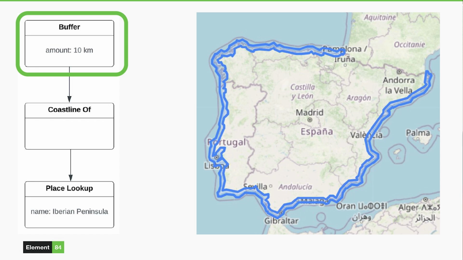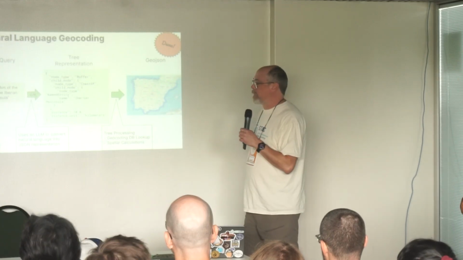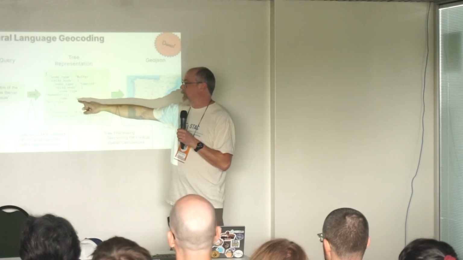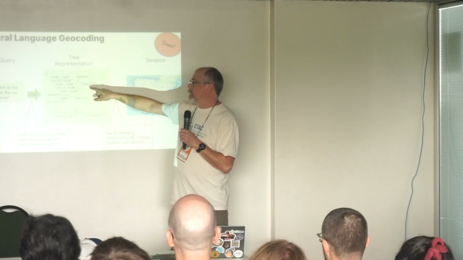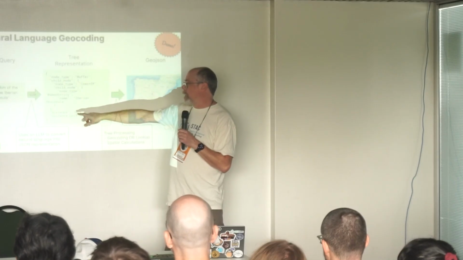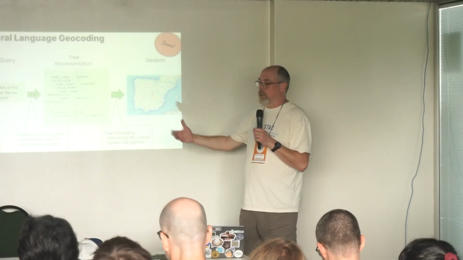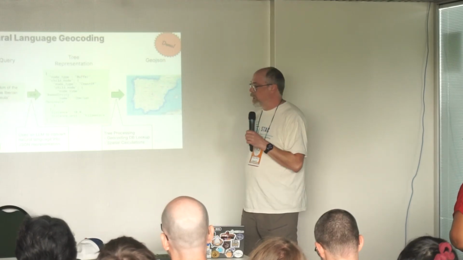So we can use the large language model in order to create a tree representation of what that process looks like. So within 10 kilometers of the Iberian Peninsula, use the LLM to convert this into some sort of JSON representation. We have a named entity, we have a buffer, we have the coast of, and we're buffering this out 10 kilometers. So this is the real trick here, and the LLMs are really good at that. You can tell the LLM, I want a tree representation, follow this structure. This is what you're trying to do.